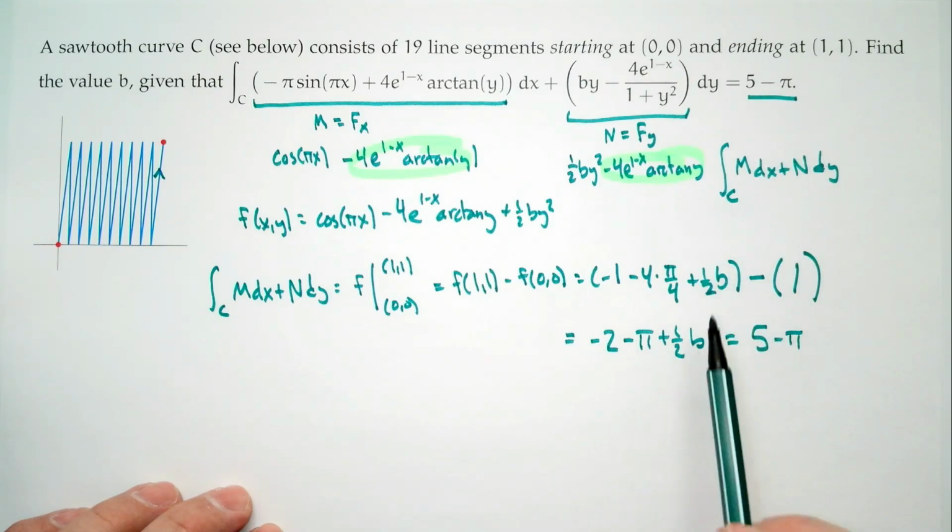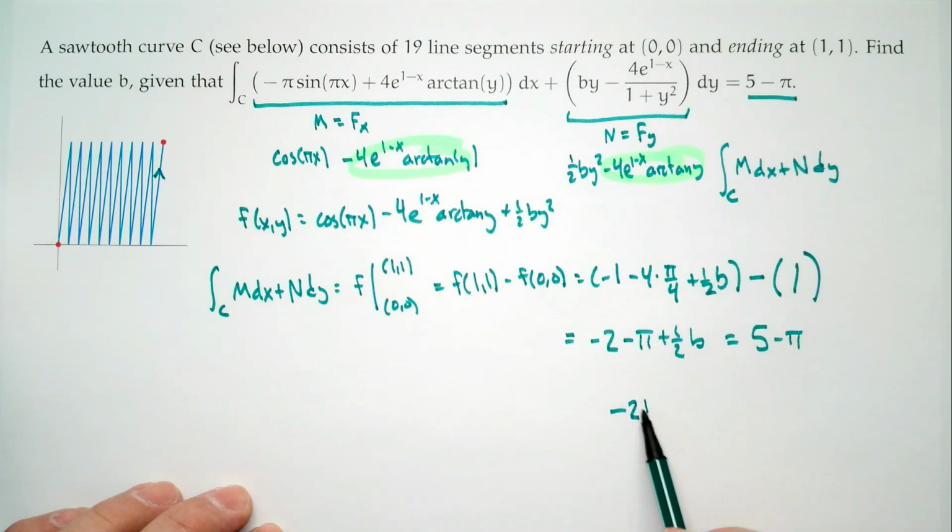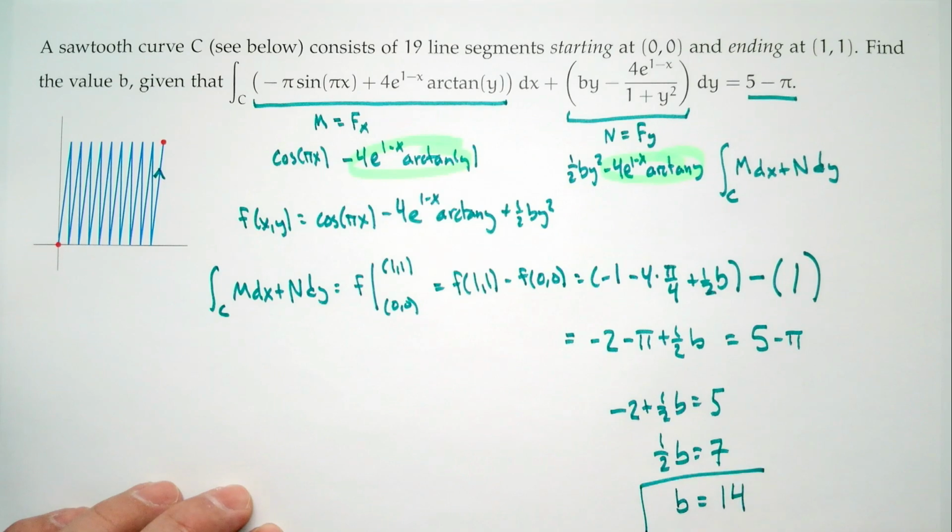So we say, all right, let's simplify. We can cancel off the minus pi's. Minus 2 plus 1/2 b equals 5. Add 2 to both sides. 1/2 b equals 7. Multiply both sides by 2, and we come to the conclusion that this will work if we choose b to be 14. And so there's our answer, 14.